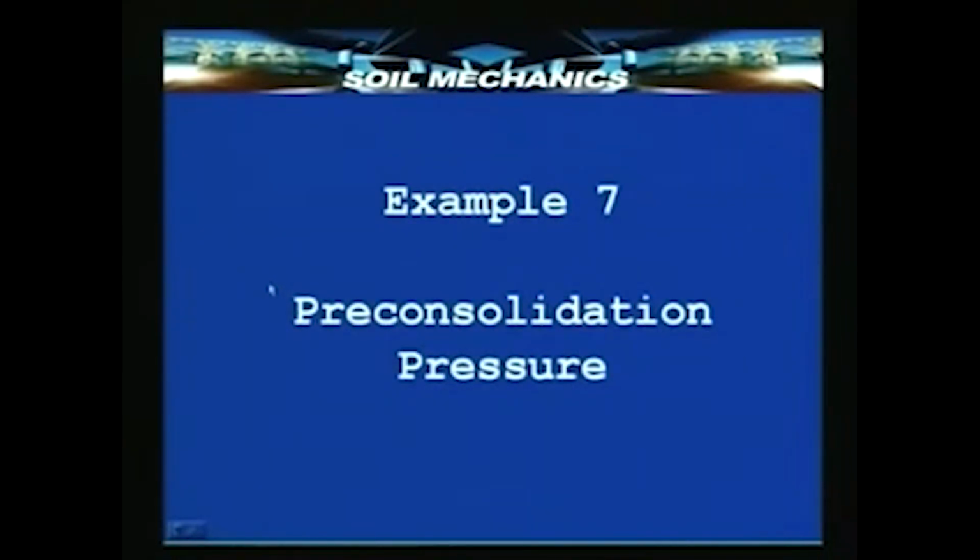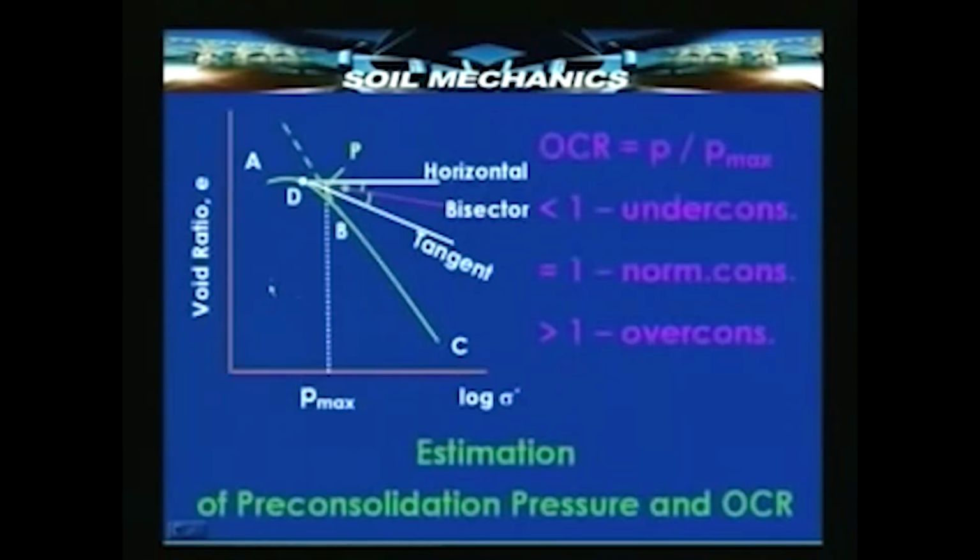Okay. Now, we also saw, if you remember, one simple example on pre-consolidation pressure. I had mentioned that pre-consolidation pressure can be computed from the e versus log sigma dash graph. If this A, B, C is the e log sigma dash graph, pre-consolidation pressure is determined by drawing a tangent to the straight line portion, then a horizontal and then a bisector, and wherever the bisector intersects the projection of the straight line portion is the point which corresponds to P, the pre-consolidation pressure. That is the maximum pressure to which the soil has been subjected in the past.